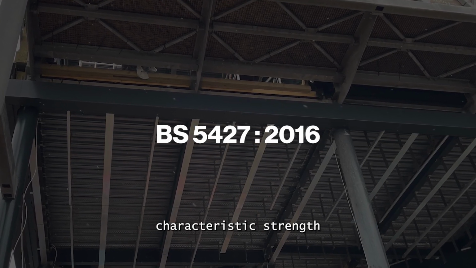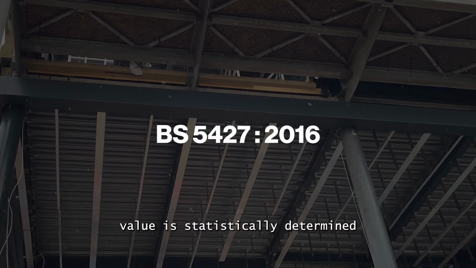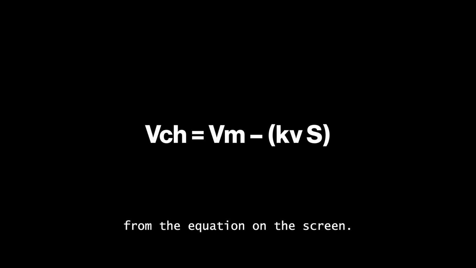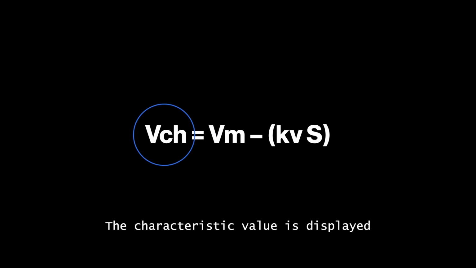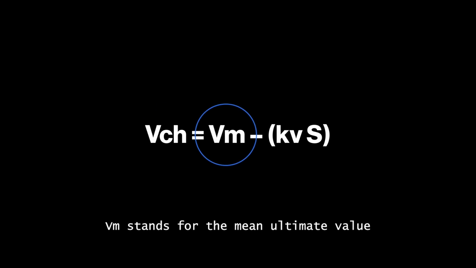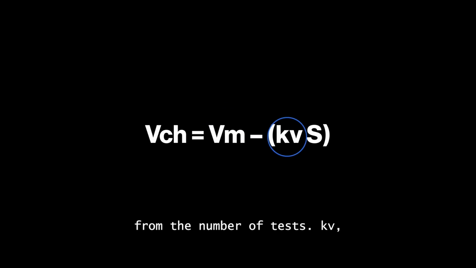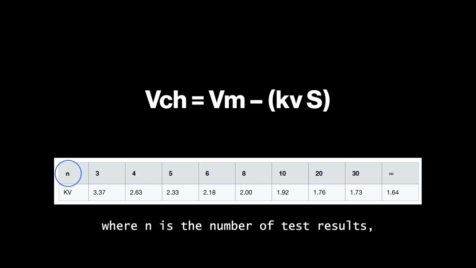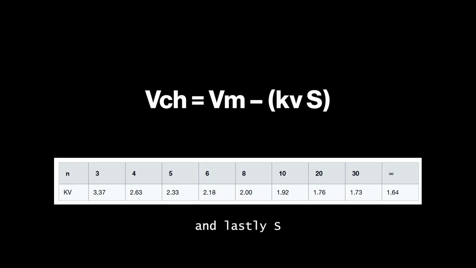This says that the characteristic strength value is statistically determined from the equation on the screen. The characteristic value is displayed as VCH. VM stands for the mean ultimate value from the number of tests. KV, this is taken from this table on the screen, where N is the number of test results. And lastly, S. This is the standard deviation of the population of test results.